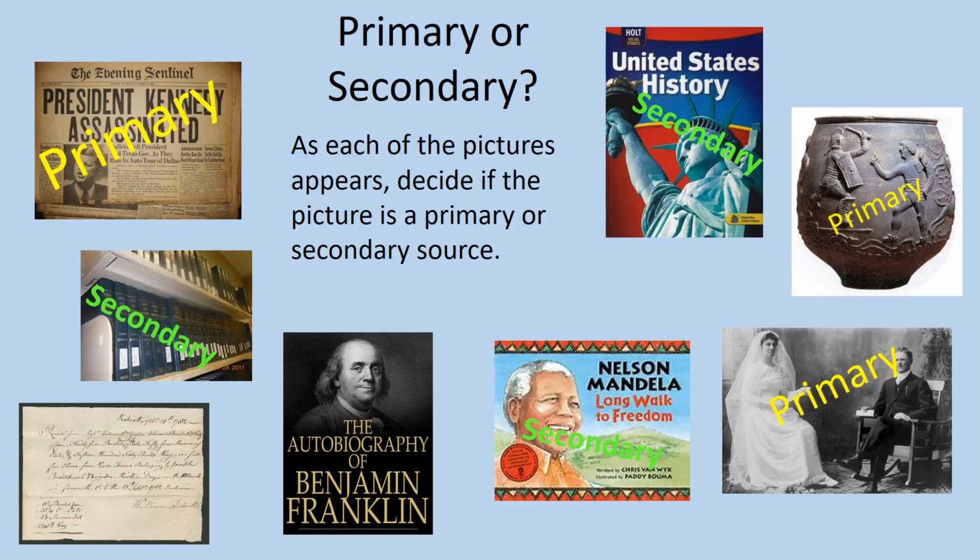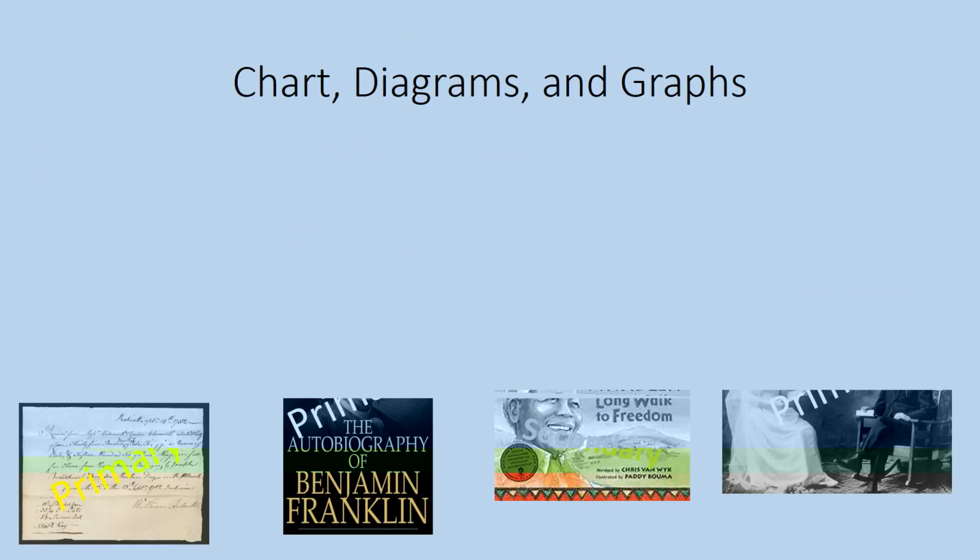A book about Nelson Mandela, that's secondary. The autobiography of Benjamin Franklin, that is primary. He wrote it himself. And a postcard or letter from the time period. It has a date on it. It's an original print. It's a primary source. How'd you do? Hopefully you did well.